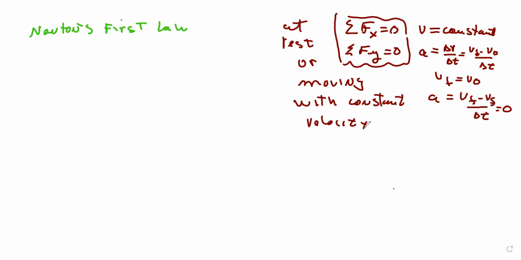So if either one of these happens, if the particle is at rest or moving with constant velocity, the summation of the forces acting on that particle has to be equal to 0 in the x direction, and the summation of the forces in the y direction has to be equal to 0. Okay, so let's do an example of this.